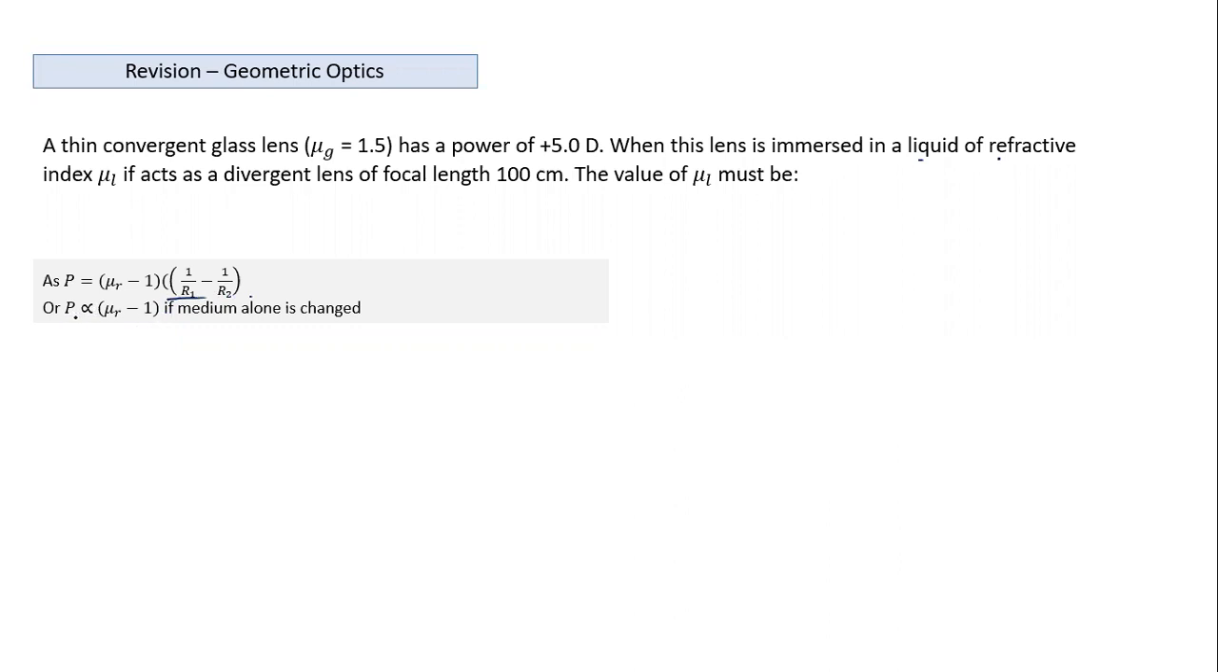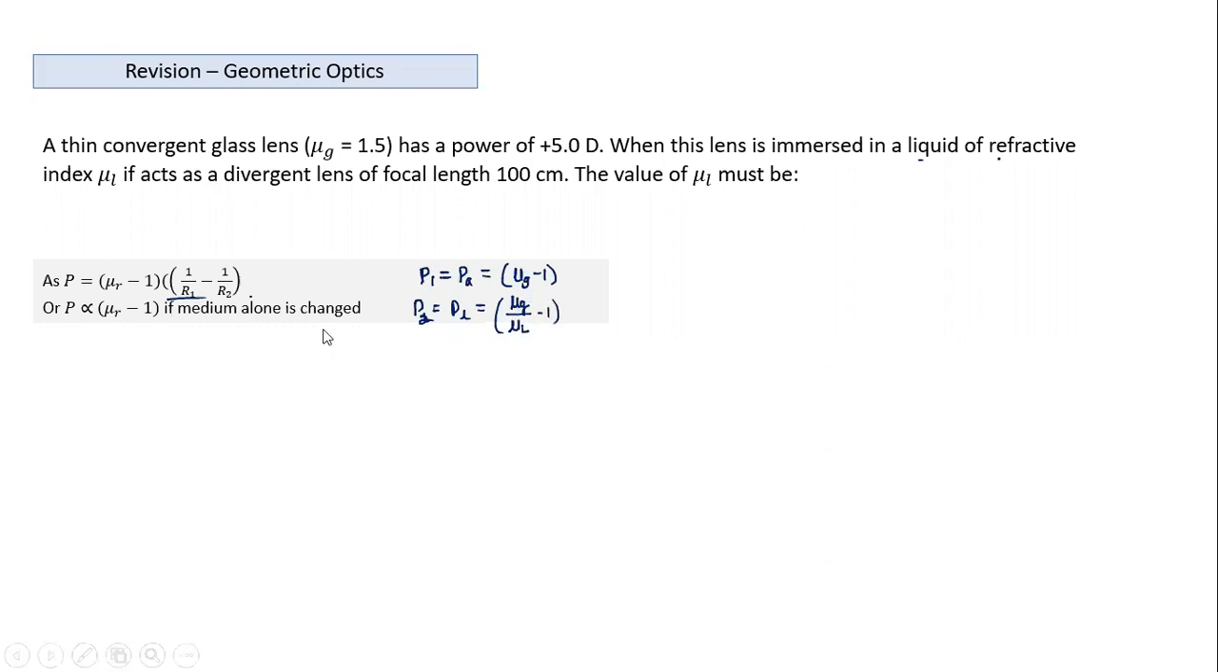So what will happen? We understand here, power is proportional to mu r minus 1. What are the two powers here depending on the medium? When it was in air, what is the initial power? P1 was in air, and that would be equal to mu g minus 1. And when it is placed in the liquid, that is P2. P2 in the liquid will be equal to what? That will be mu r minus 1. What would mu r be? Mu of the lens divided by mu of the liquid.